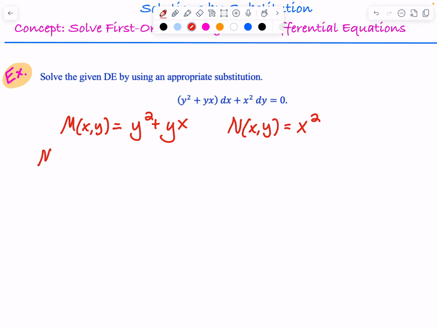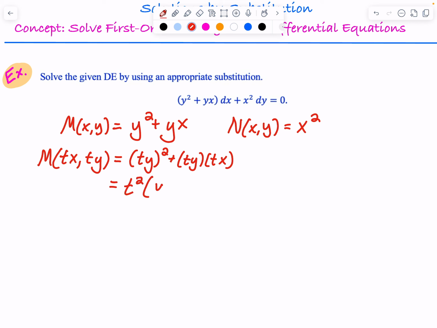Let's check to see if they're homogeneous. So I plug in tx and ty. I get ty squared plus ty times tx. You can see there's t squared in both, and that's t squared times y squared, and then I'd have a yx left. That's just t squared times M of x, y. So this one is homogeneous, degree 2.